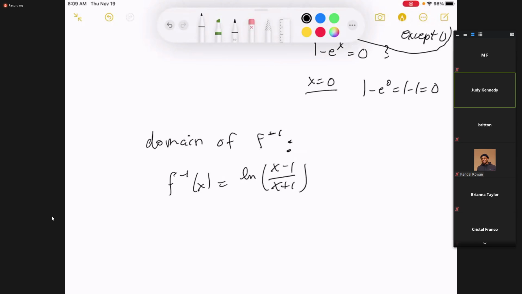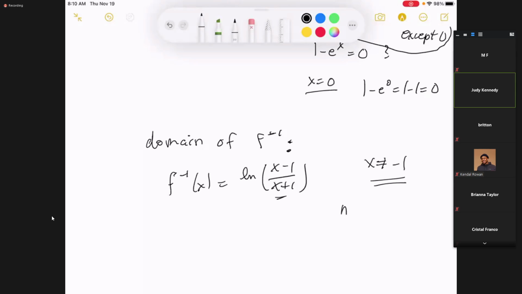Okay. Well, I've got to worry about a couple of things here. First of all, that denominator cannot be equal to 0. So x cannot be minus 1. But I have to worry about something else too. In order for the natural log to be defined, (x minus 1) over (x plus 1) has to be greater than 0. Okay, because that's inside the natural log.